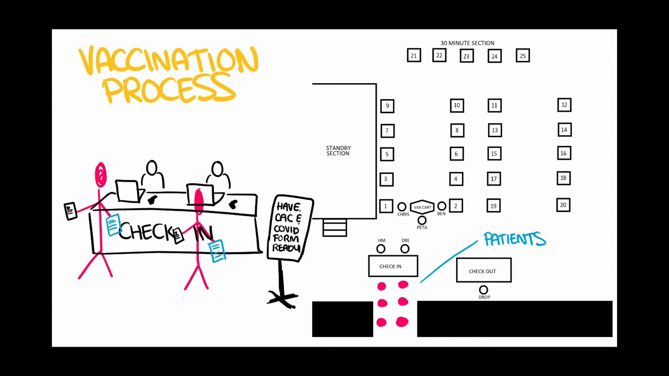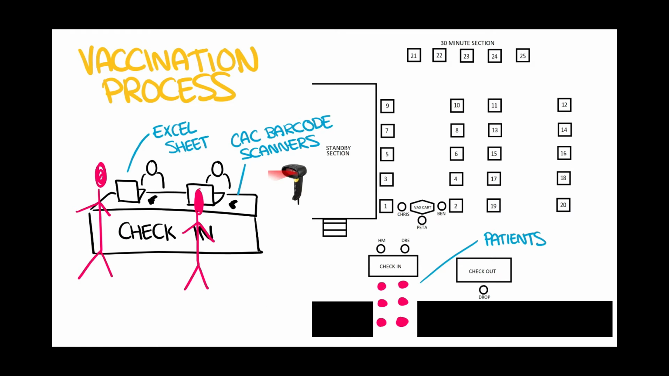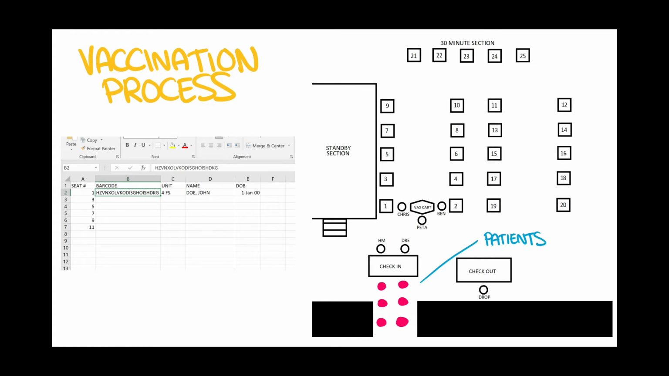So we're going to have patients walk in, and the first thing that we're going to do is check in with myself and Dre. So we're going to be checking in 2 people at the same time, and hopefully they should have their CAC and their COVID form ready. We're going to have an Excel sheet and the CAC barcode scanners on our table.